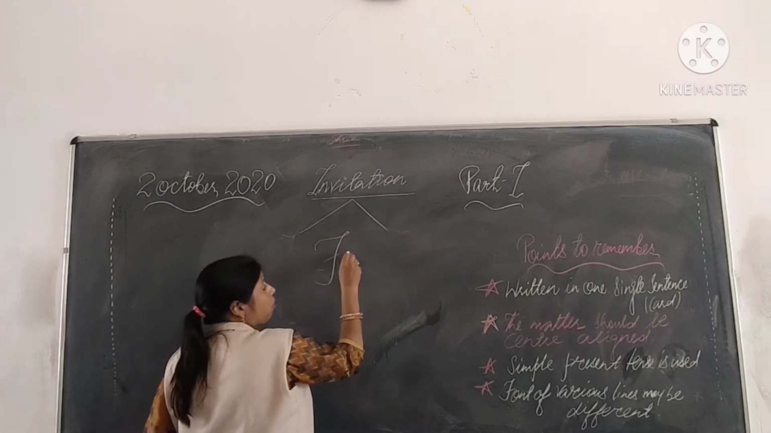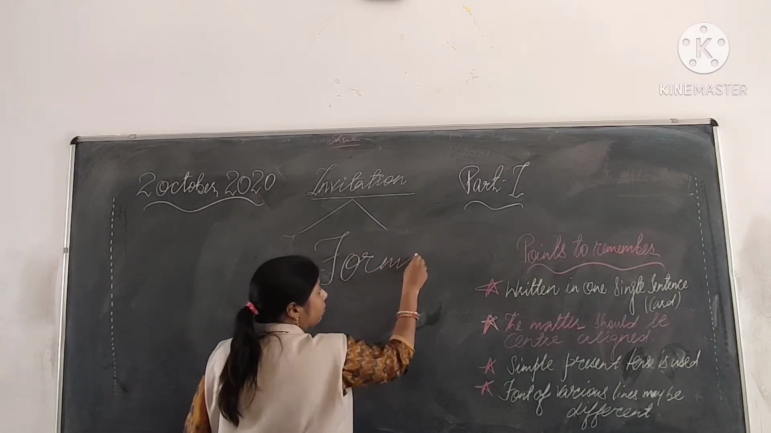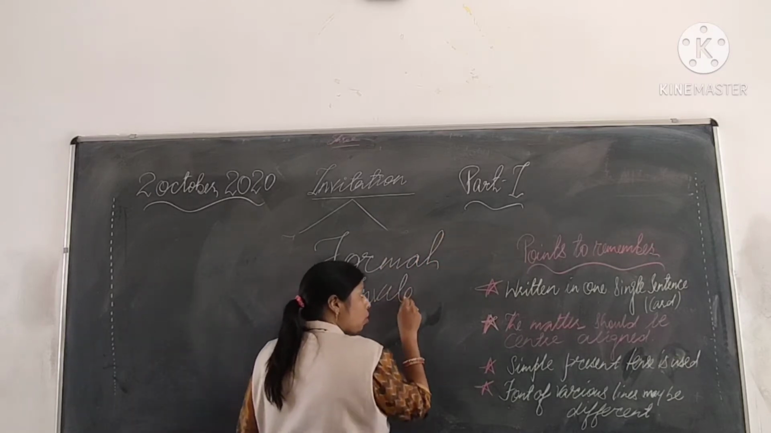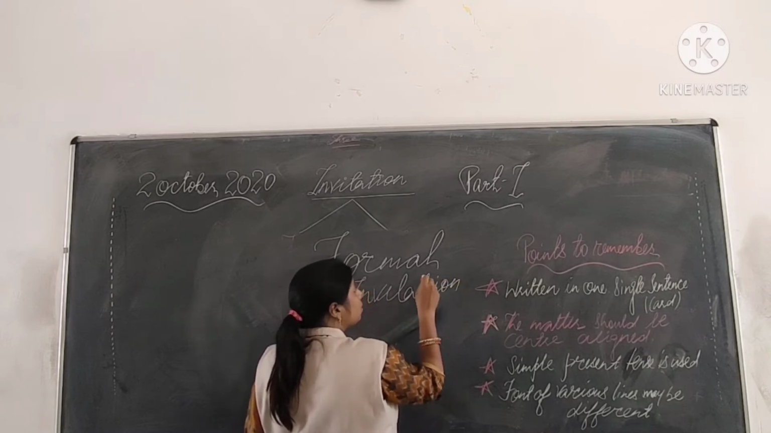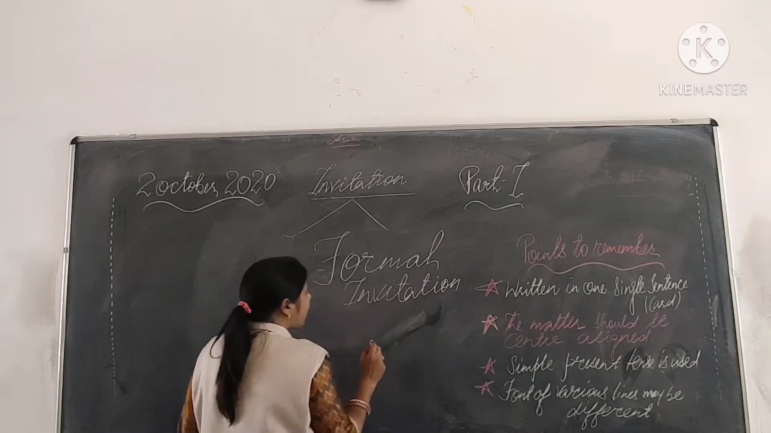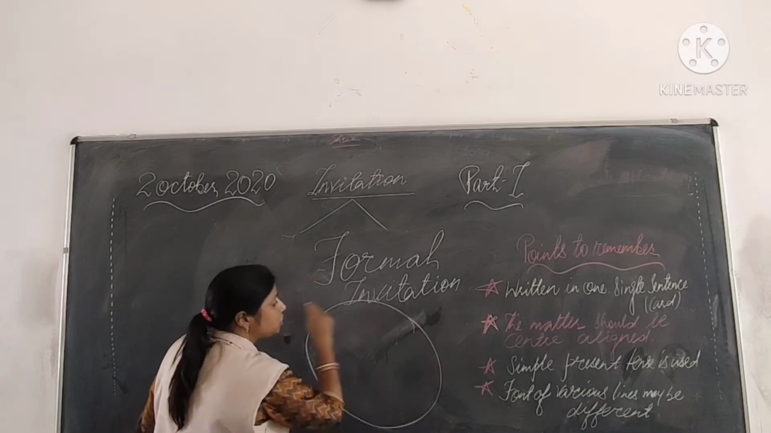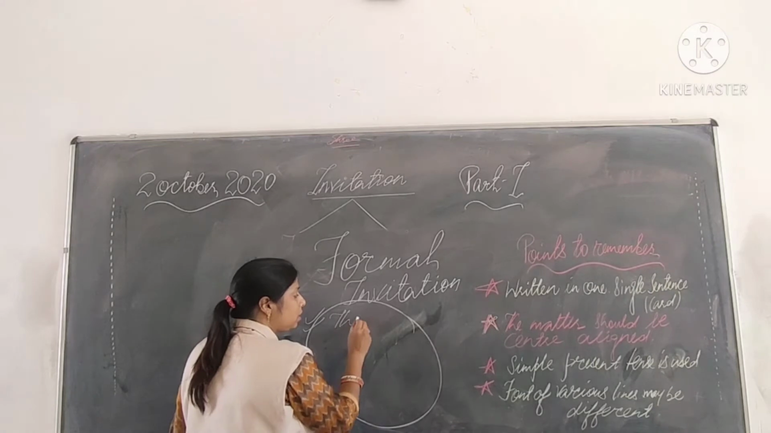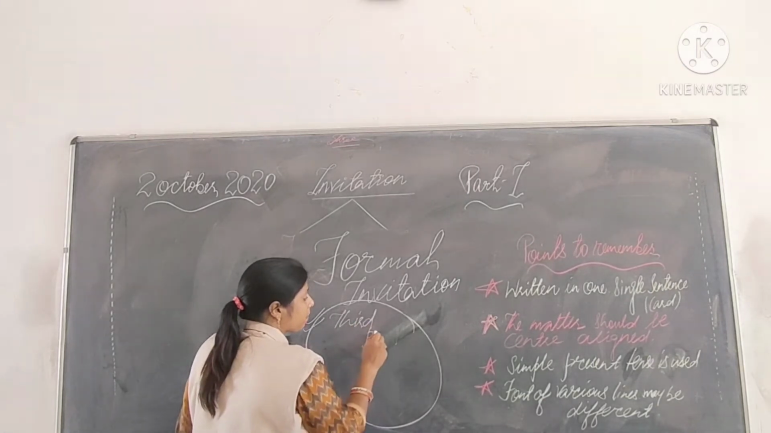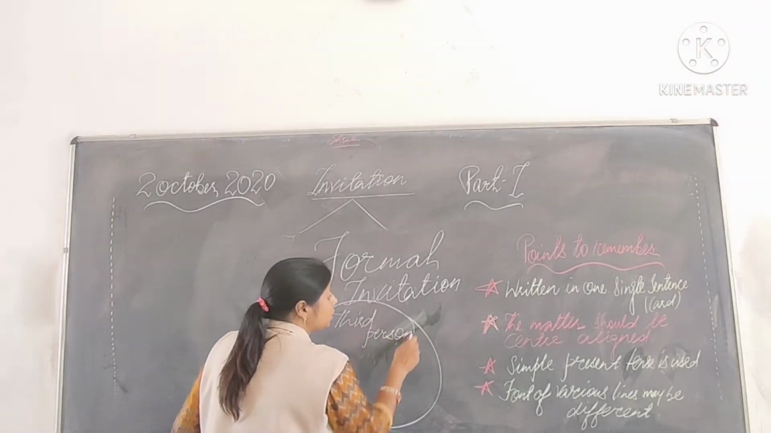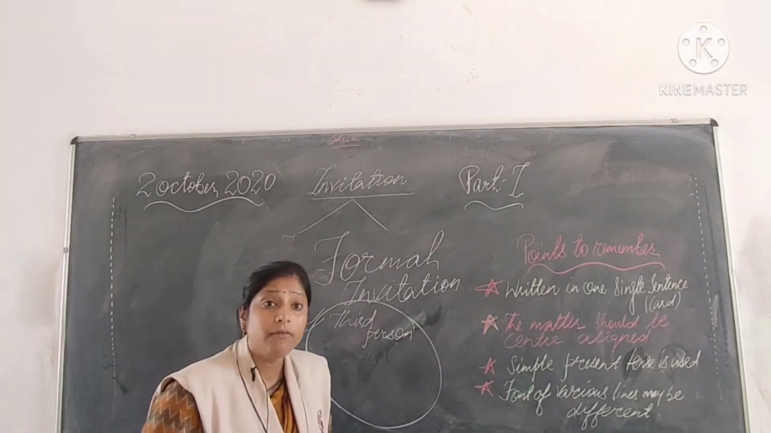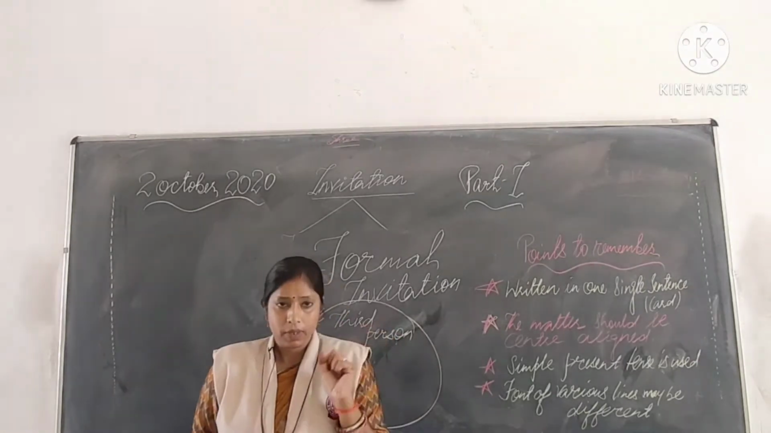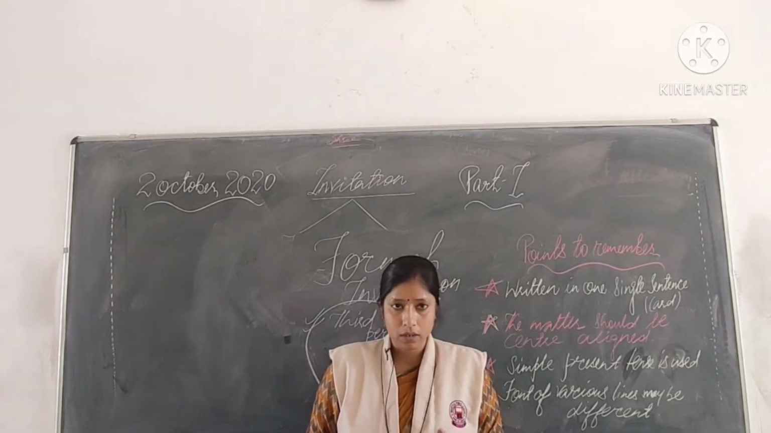In formal invitation we have to keep in mind what we should not forget: formal invitation is written in third person. Third person means what? That we are not using I, we, you, they. We are using his, her, their.